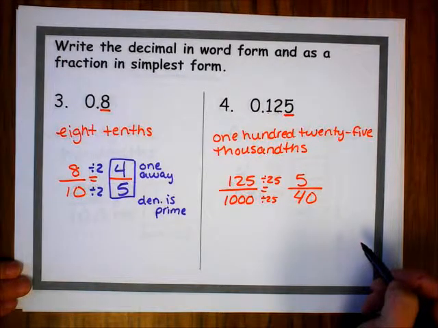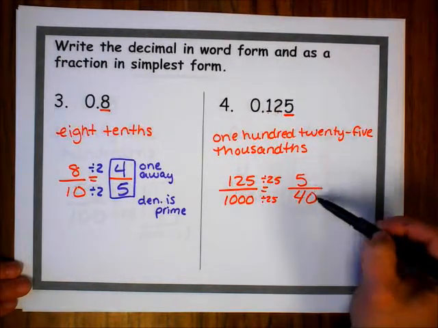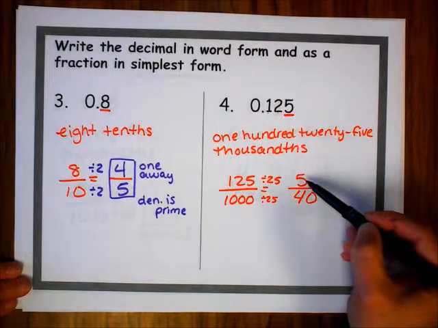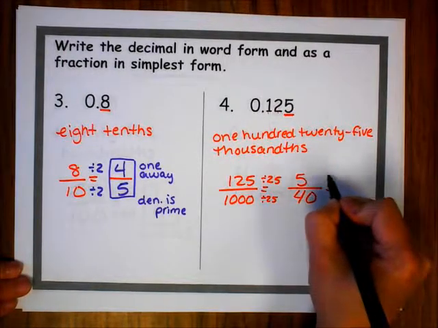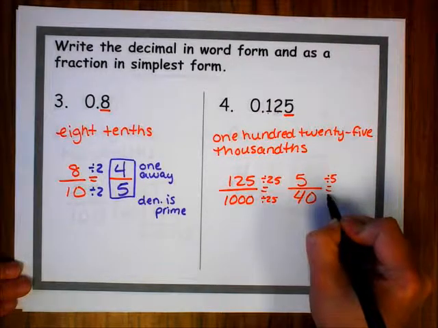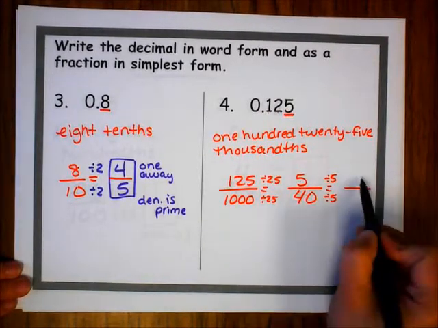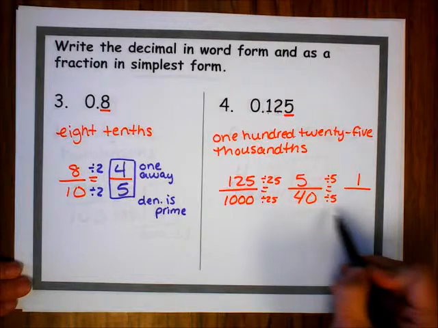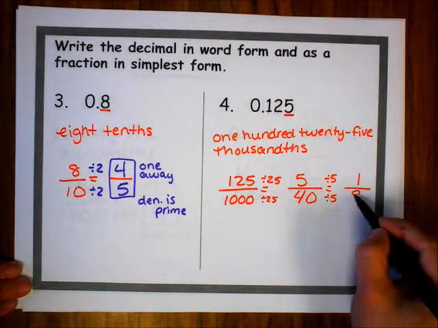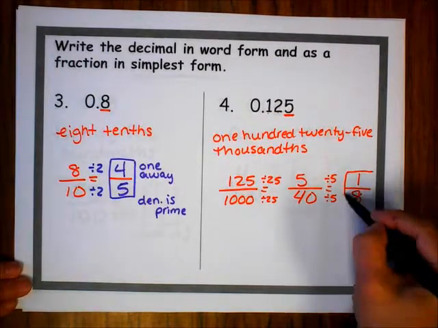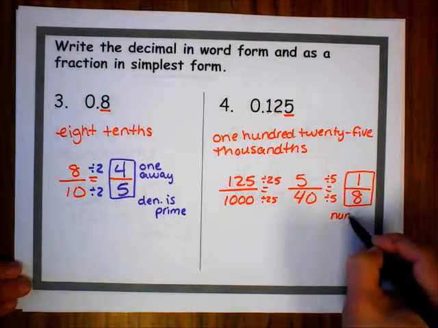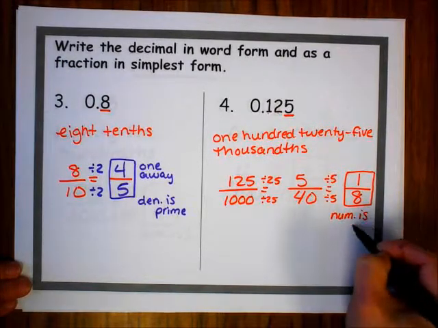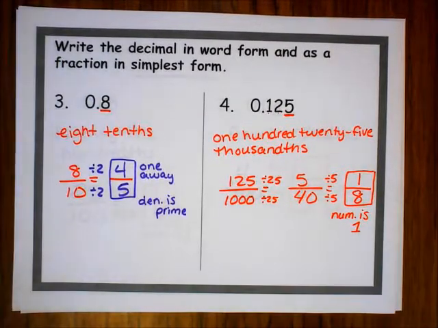But now here's what I notice. I can still keep simplifying. I have a number that's 5 and a number that ends in a 0, so I know I can divide by 5. 5 divided by 5 is 1. 40 divided by 5 is 8. Now I'm 100% sure my answer is in simplest form because my numerator is 1.